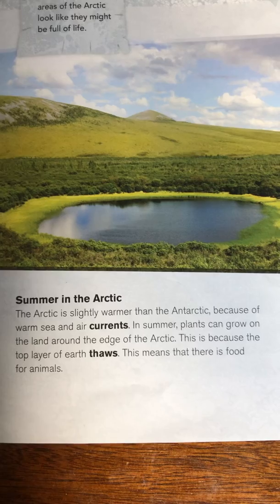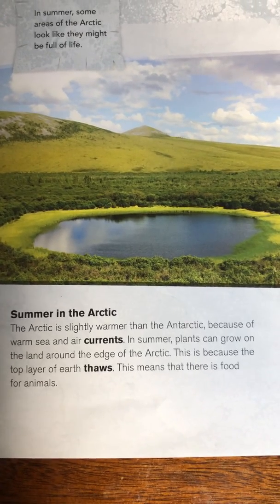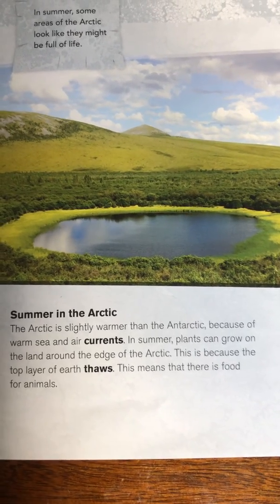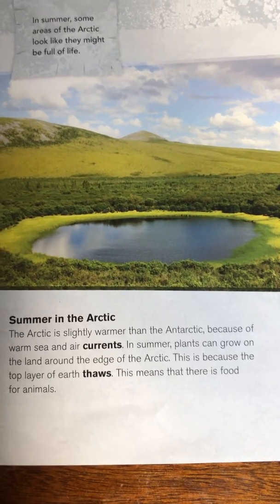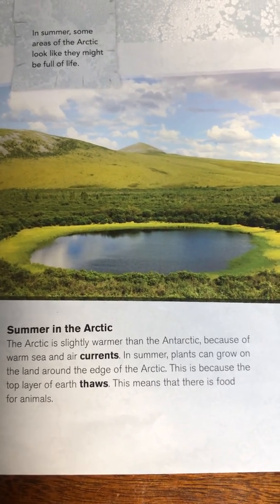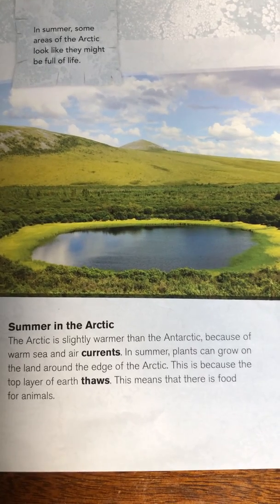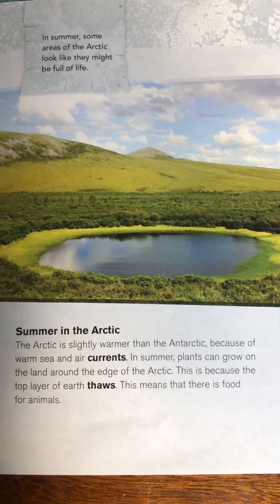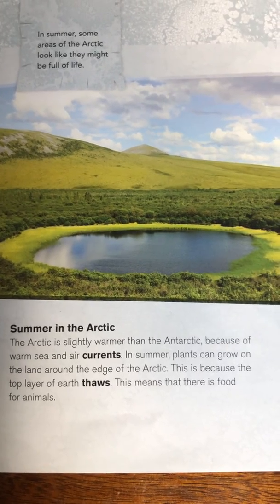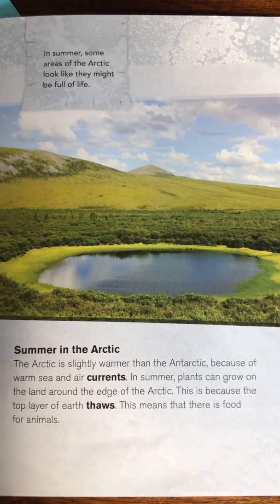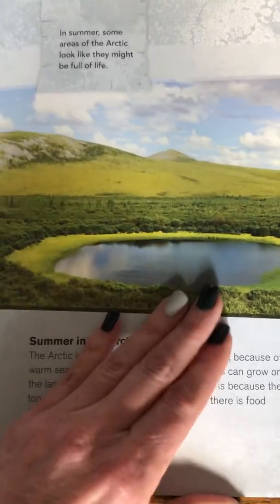Summer in the Arctic. The Arctic is slightly warmer than the Antarctic because of the warm sea and the air currents. In summer, plants can grow on the land around the edge of the Arctic. This is because the top layer of Earth thaws. This means that there is food for animals.